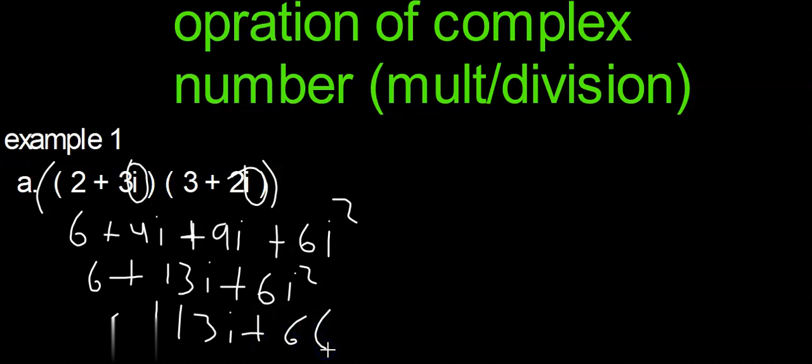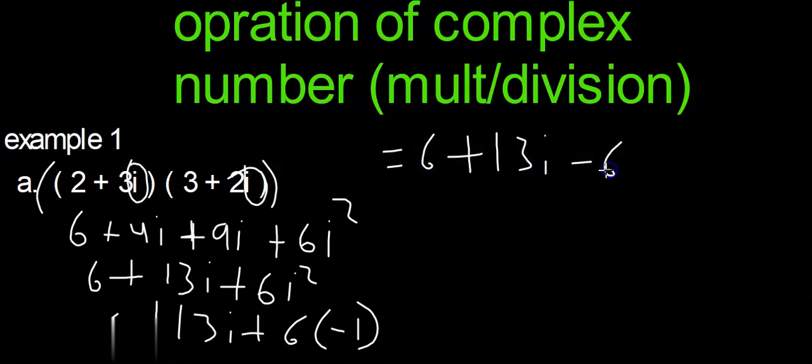So when I change it, I get 6 plus 13i plus 6 times this i squared, which equals negative 1. I've actually made a video on the basics of complex numbers too. If you've seen that video, there are 4 basic formulas, and one of the formulas is that i squared is always negative 1. So now it will be 6 plus 13i minus 6, because 6 times negative 1 is negative 6.